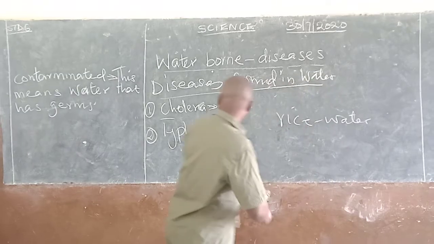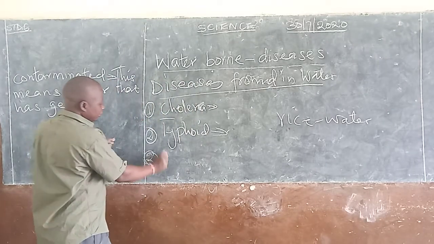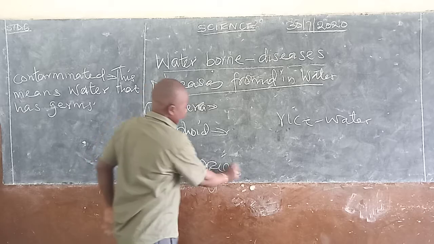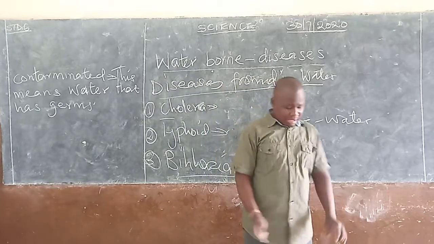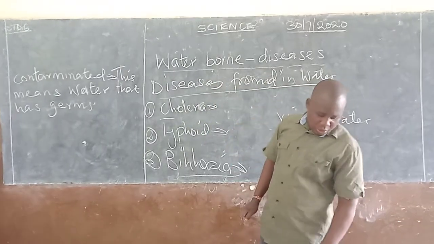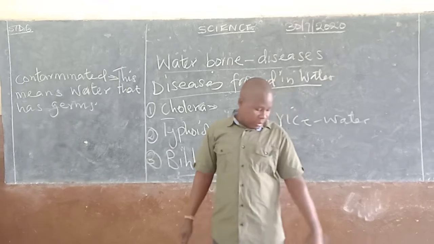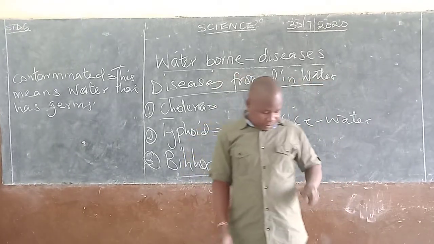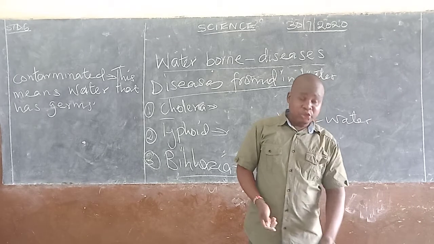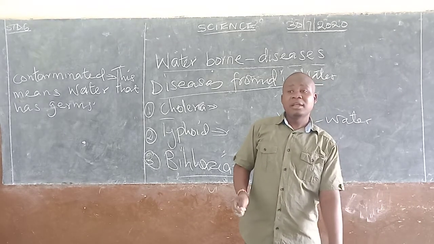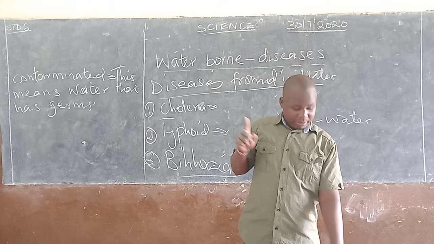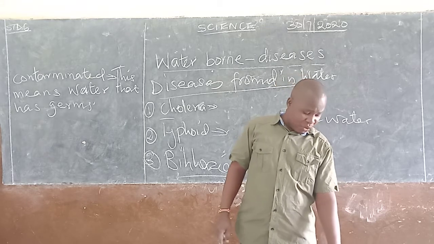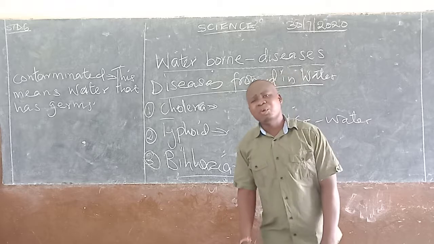Now let us go to the third one, called bilharzia. Bilharzia is a waterborne disease caused by worms. The worms are first found in human beings, then they enter into freshwater snails. What do I mean by freshwater snails?